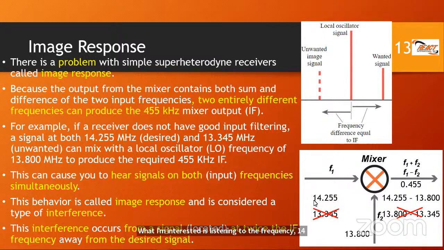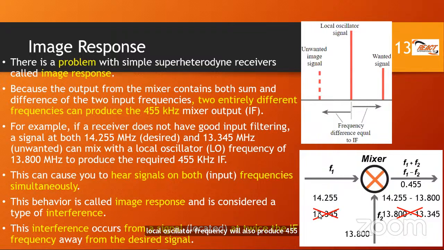So if I'm listening to this frequency, because I've tuned the dial to it, the local oscillator frequency is 13.8, and the mixer is mixing it. If there's a signal present on another frequency, 13.345, the mixer will take that signal and mix it also with the 13.8, and I will end up with 455 also. So that's the concept of image response. That additional frequency has the property that if it is mixed with my local oscillator frequency, it will also produce 455 kilohertz. That is the problem right there.